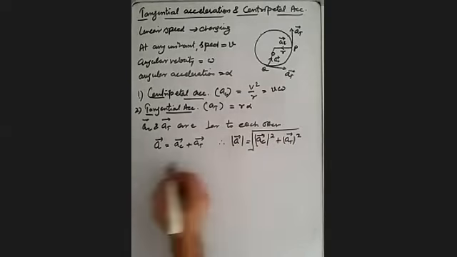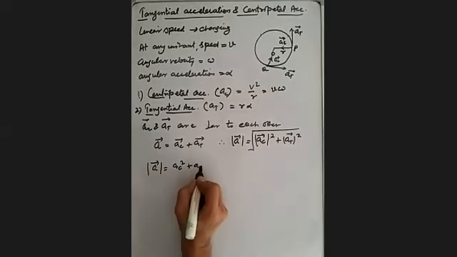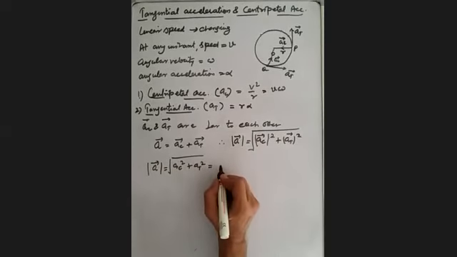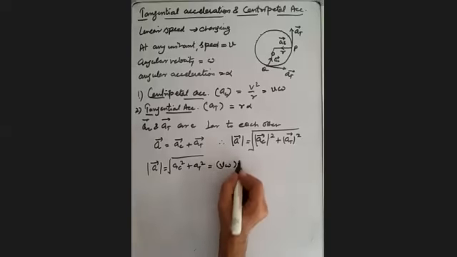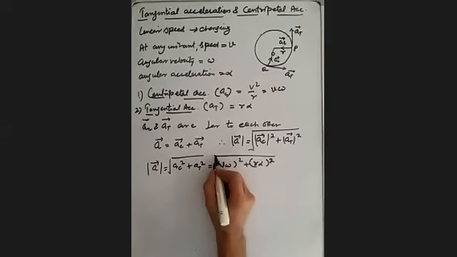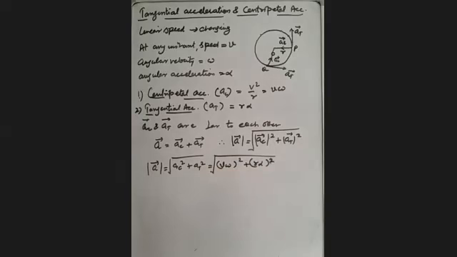Or you can just write the magnitude of A vector is equal to the square root of AC square plus AT square. Put the value of AC here. So AC is equal to v omega, and AT is r alpha, so A equals the square root of (v omega) whole square plus (r alpha) square. So this is how we can find out the net acceleration acting on the particle moving on a circular path. Now let us discuss two cases.